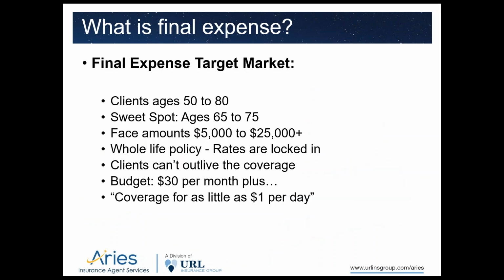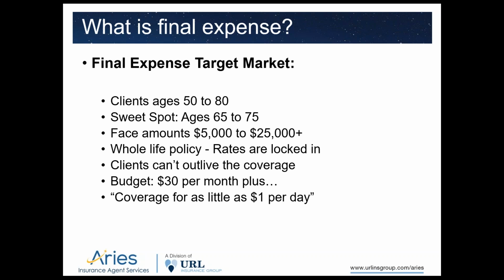Now, what is a final expense policy? A final expense life insurance policy, in a nutshell, is a small, simplified issue, meaning no medical exam, whole life insurance policy. Typically, the ages are around 50 to 80, but the sweet spot is about 65 to 75. Now, a lot of these policies can start at younger ages, and they can also go to ages above 80. Some of them go to age 85 or even age 90.